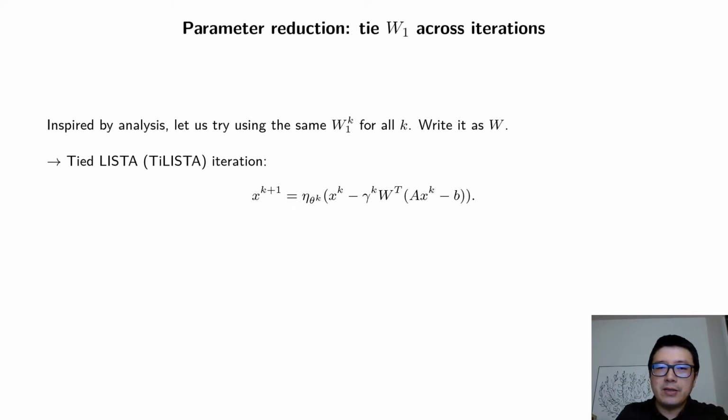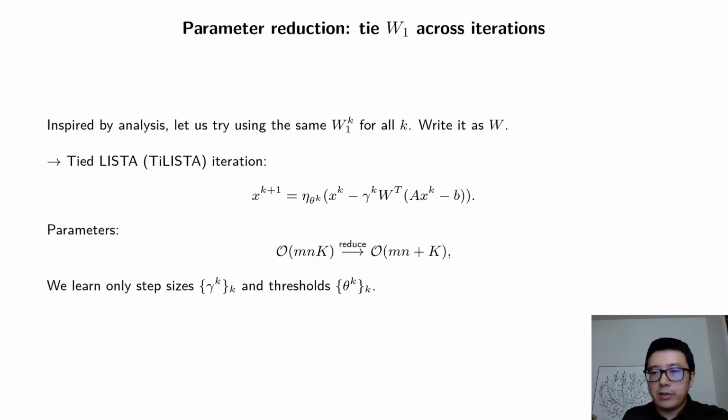Therefore, we tried to tie all the W_k together, so we just call it W. So instead of a W1_k depending on k, now there's just one W. You're going to learn that one W, but you still need to learn the step size and thresholding parameters, which still depend on the iteration. This is a huge reduction in the number of parameters to learn, from m times n times the number of layers of the neural network to mn, which is the size of W, plus k, which is the size of these scalar series.